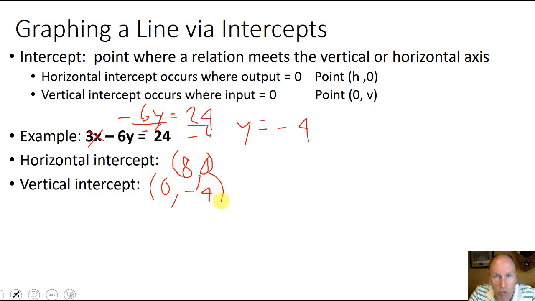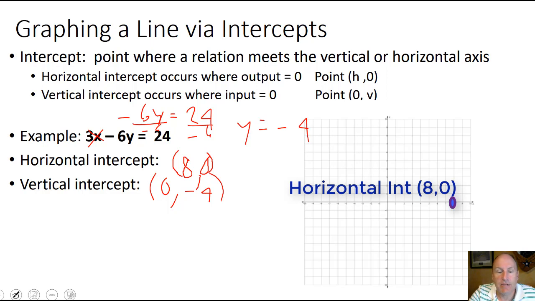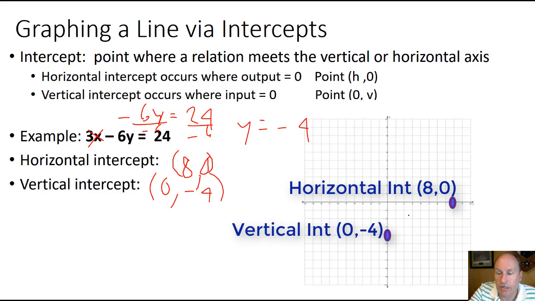Well, guess what? 2 points are all we need to graph a line. So if I take the point 8, 0 and the point 0, negative 4, which occur respectively along the horizontal and vertical axes, I now have enough information to be able to graph that line. Let's do that. Let's plot the horizontal intercept along the horizontal axis at 8, 0. And let's plot the vertical intercept along the vertical axis at 0, negative 4. So we're going to go down 1, 2, 3, 4 and plot it.